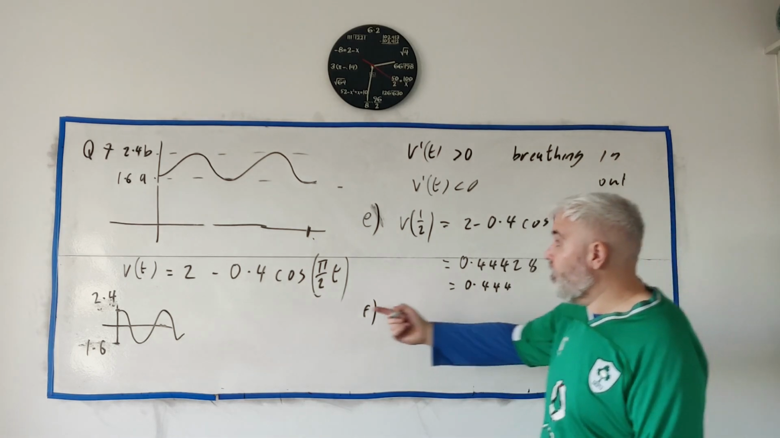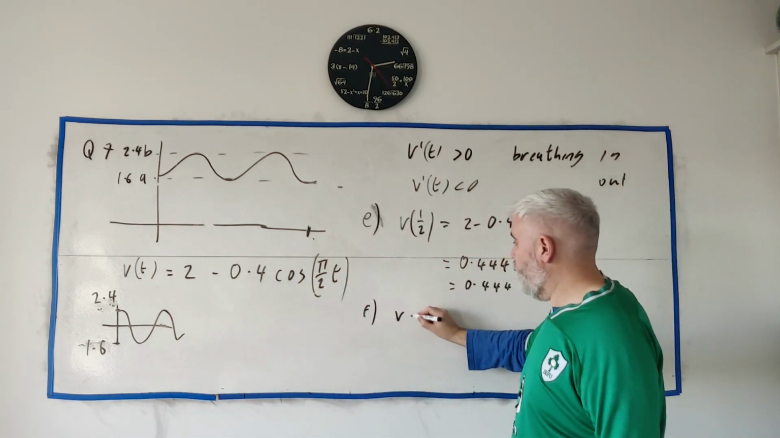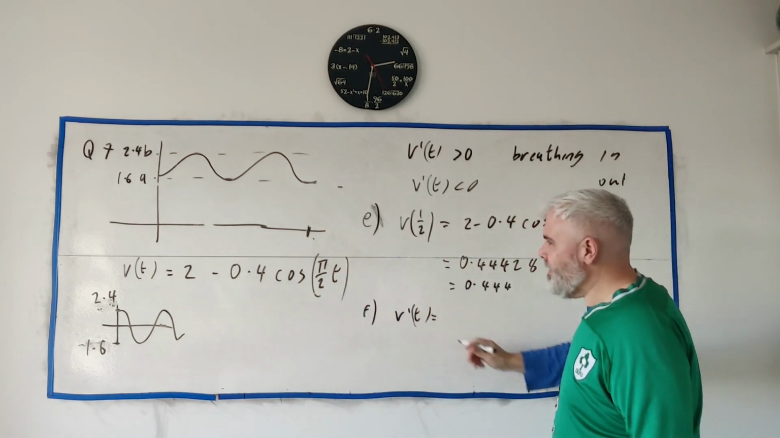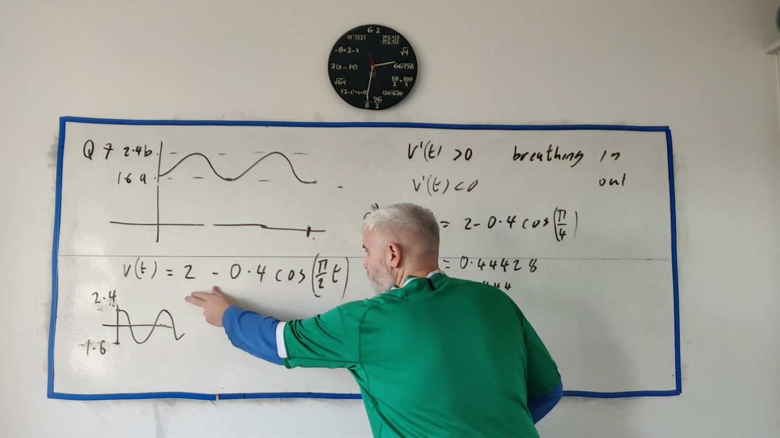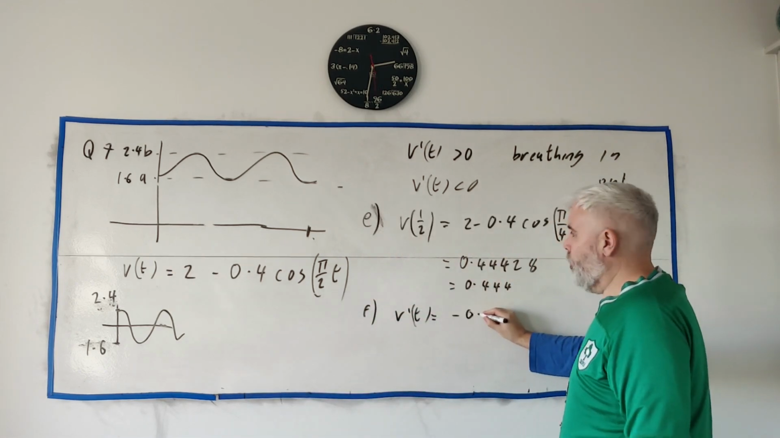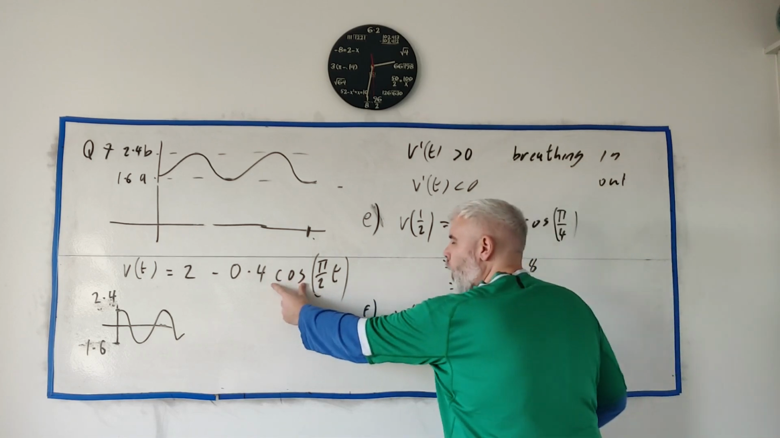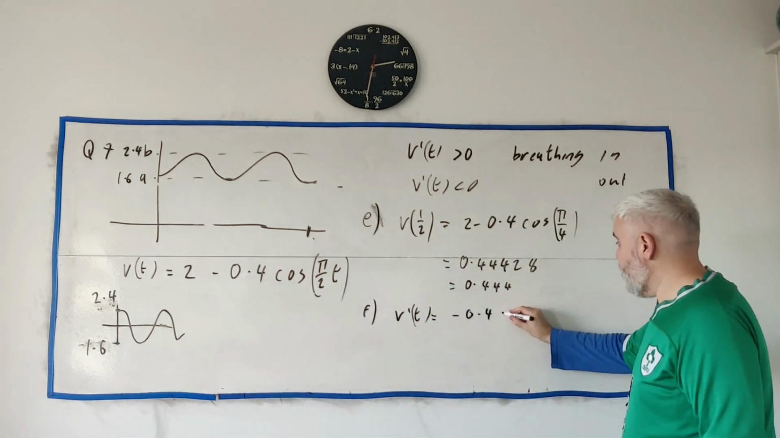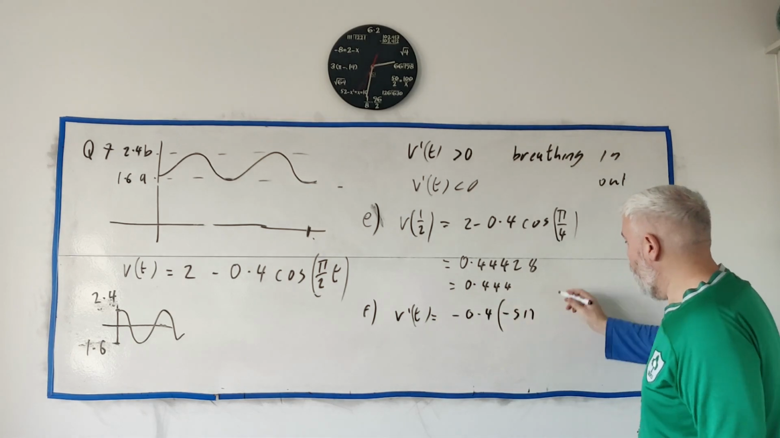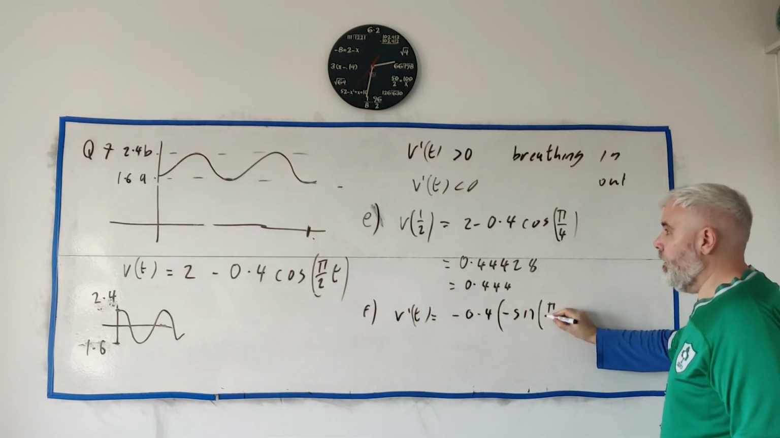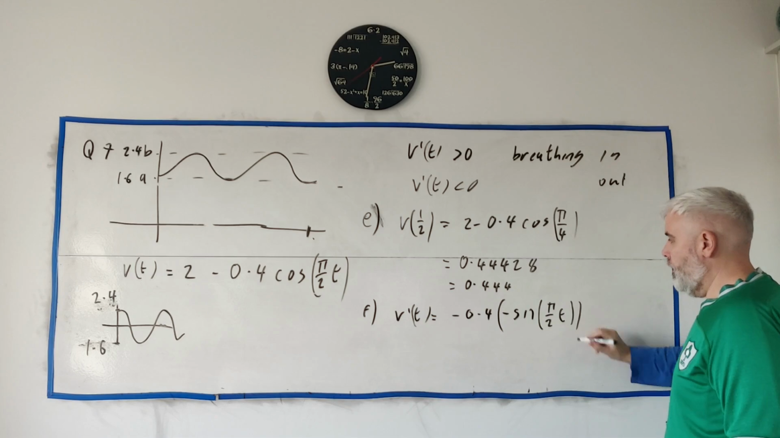Well, we need to know the derivative. So we have to find the derivative first. And that's easy. The derivative of 2 is 0. Then we're just minus 0.4. The derivative of cosine, well, that's actually minus sine of whatever's inside it, pi over 2t.